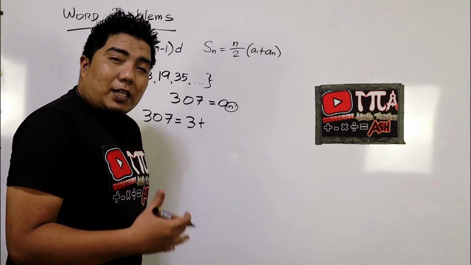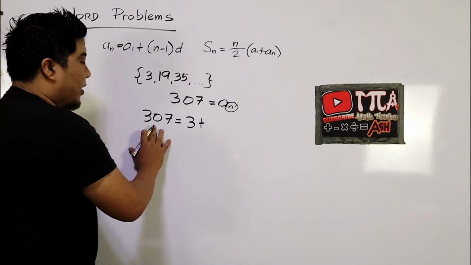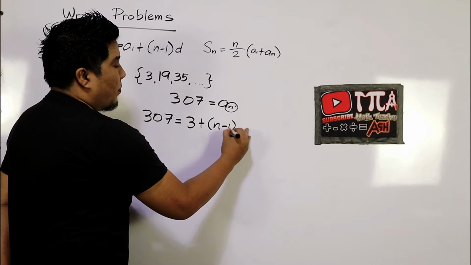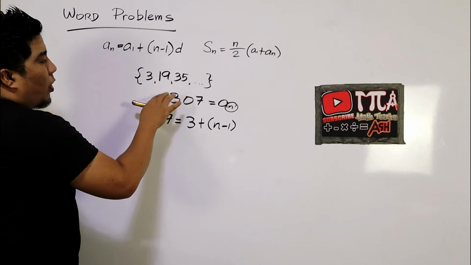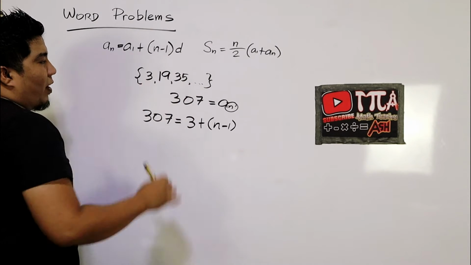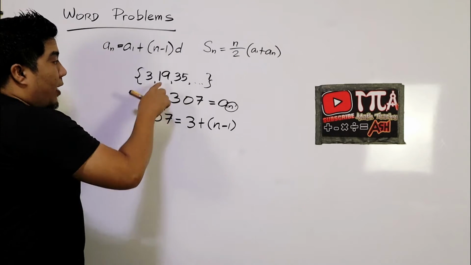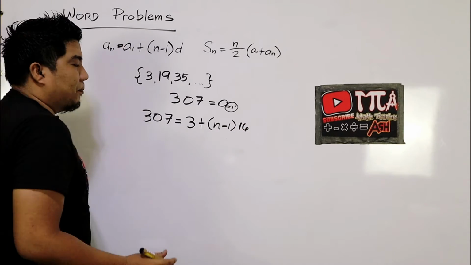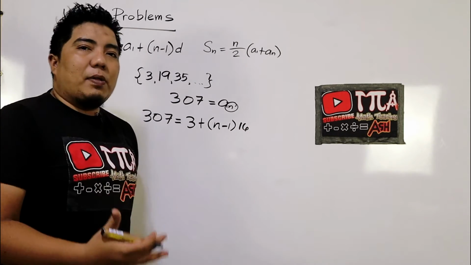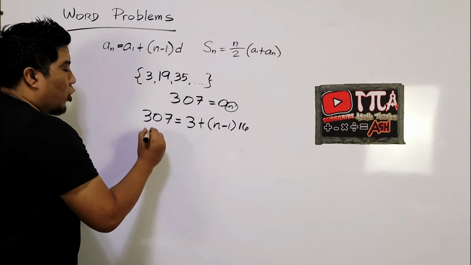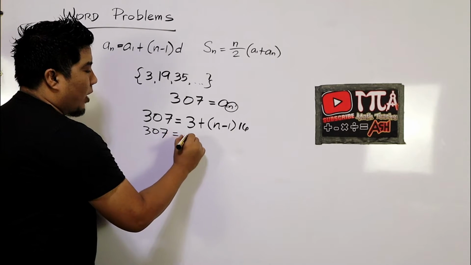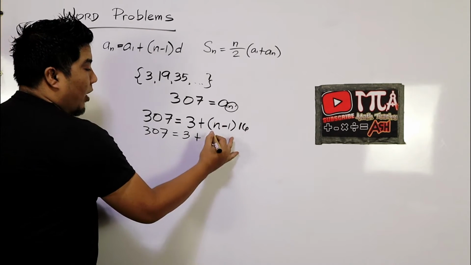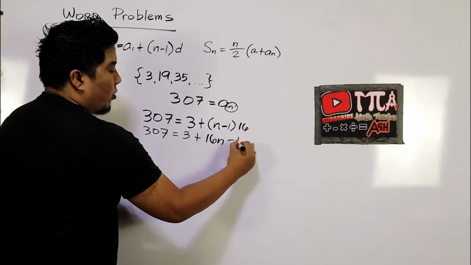The term that is being solved here is the position of the 307, so we don't know what term that is. So we will put n minus 1 times the common difference. As we all know, 3 to 19, 19 to 35, the common difference is 19 minus 3, that is 16. Easy, right? Now we will simplify the equation. We have 307 is equal to 3 plus, distributing 16 to the n minus 1, giving you 16n minus 16.